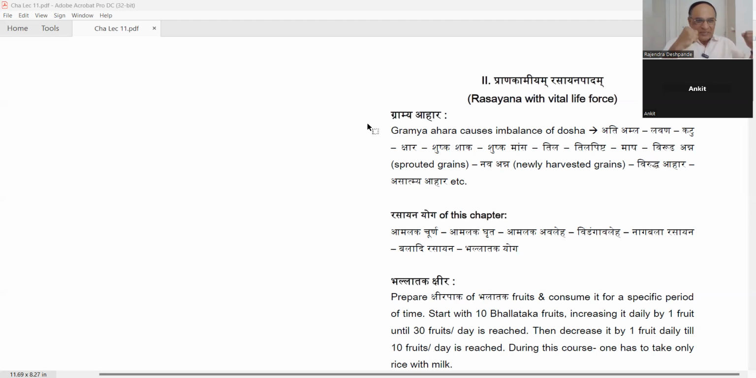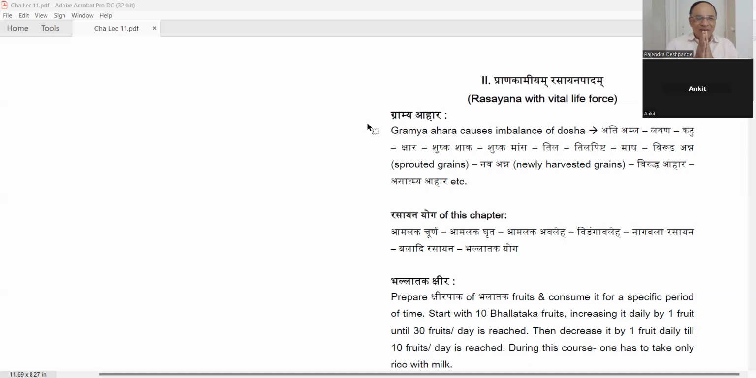Vajikarana is like a sex tonic. And Rasayana is concerned with the whole body. Vajikarana mainly talks about Shukra Dhatu and Oj. Remember this: in the Rasayana chapter, the first section is Abhaya Amalaki Rasayana. Second, we are talking about Pranakamiya Rasayanpad. Then third is Karaprachitiya Rasayanpad. Mostly we are talking about Pranakamiya and Karaprachitiya.